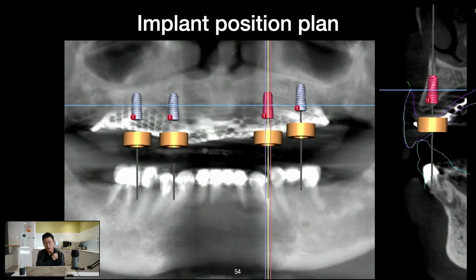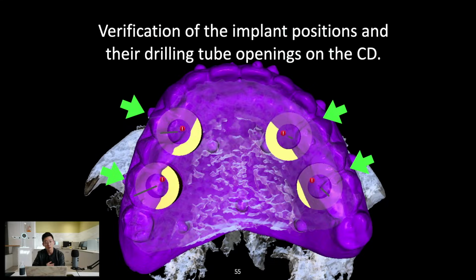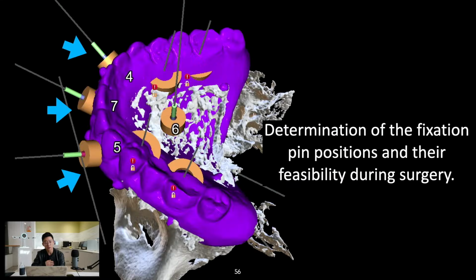And we can get the ideal implant position for the overdenture. And we make sure that there is enough space for making this new overdenture, and also the best situation for the position of the implants. And we can use the digital file for verification of the implant position and their drilling tube openings on the complete denture. And after that, determination of the fixation pin.